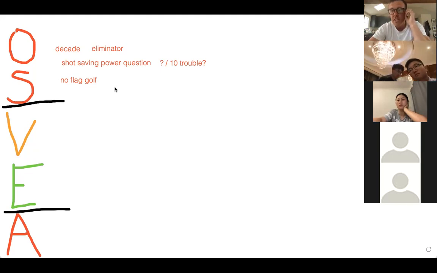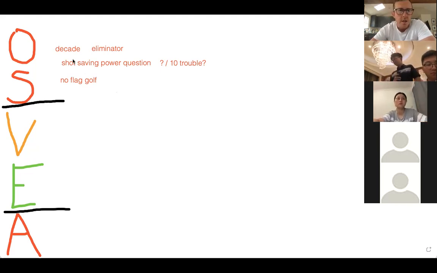So sometimes off the tee, if you hit it to the side you eliminated, I make you come 50 yards back. If you hit it anywhere else, I give you 25 yards forward. On approach shots, if your pitch mark is on the correct side and on the green, automatic 8-foot putt for birdie. If it's on the wrong side, automatic plugged bunker shot. So these are practical tools: decade, eliminator, shot saving power question, no flag golf. All of these are practical tools that teach a student the O and the S of Osphere.